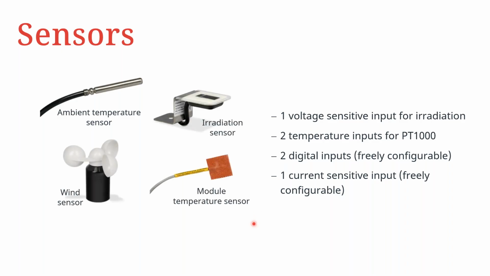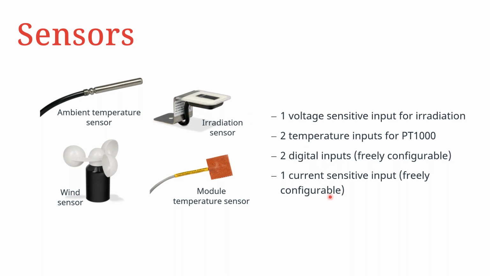So let's now have an overview of the various sensors that you can use with the Fronius sensor box for weather data monitoring. So we have two types of temperature sensors. We can see here to the top, this is the ambient temperature sensor. And we also have here at the bottom, the module temperature sensor. To the left, we also have a wind sensor and an irradiation sensor to the top here.